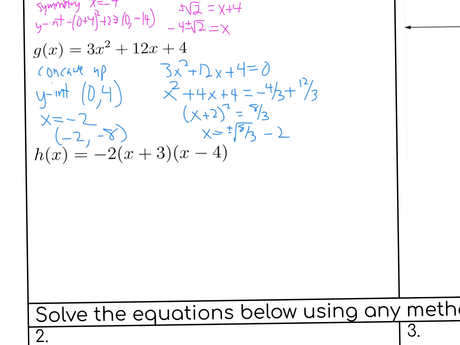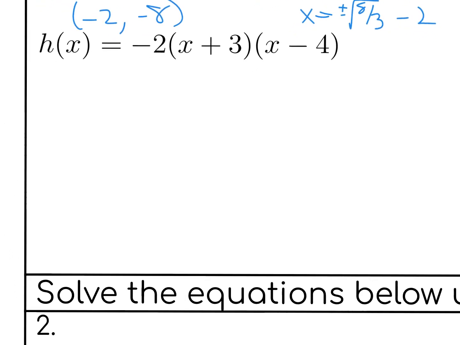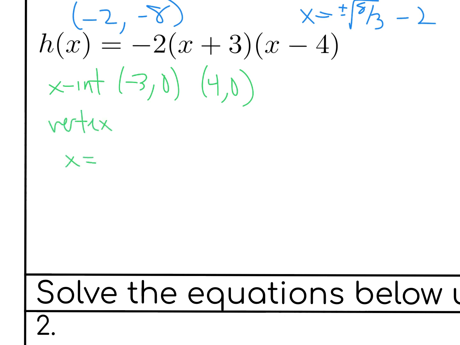Last one. I'll do this in green. X-intercepts. -3, 0 makes the first parenthesis 0. 4, 0 makes the second. The vertex is halfway in between, so I guess I could do the axis of symmetry also. Halfway in between -3 and 4. Well, -3 plus 4 is 1. Divided by 2 is 1/2.